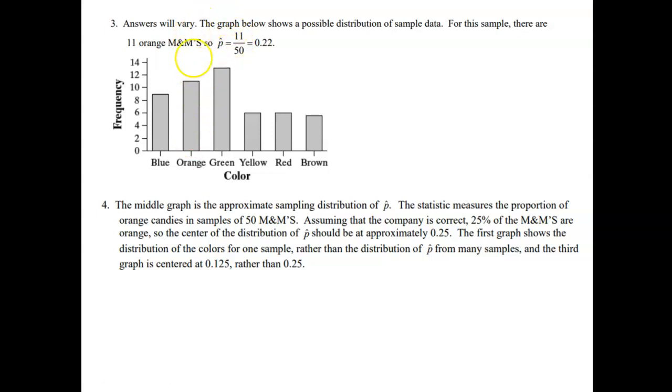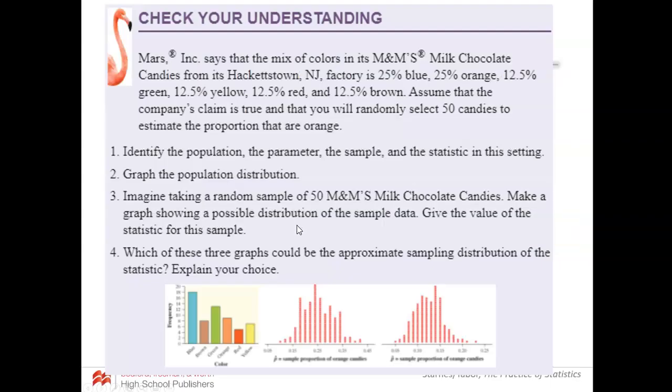But then when they look at the proportion, 11 over 50, that comes out to a p-hat value, a sample proportion, of 0.22. Now if you decided to make your own distribution for those 50 M&Ms, you very likely have a different number for orange, but the idea is it should make sense for the problem. So you might have a different answer for number 3, I guess is my point. And then I already forgot what 4 was.